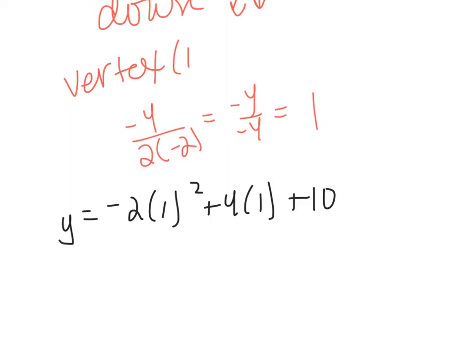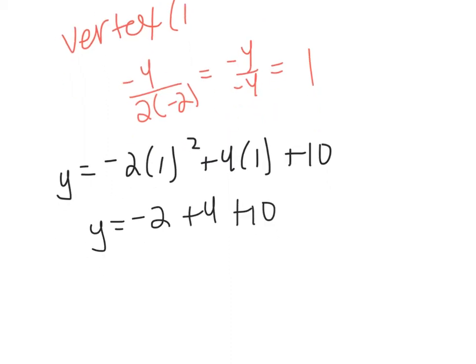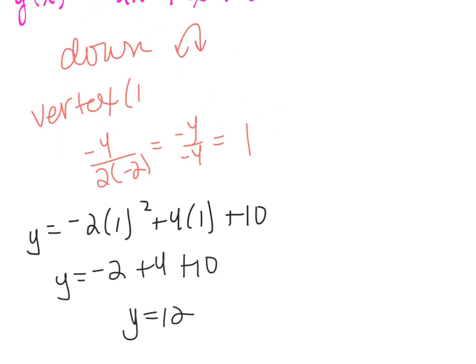What is 1 squared? 1 times -2 is -2. So I have -2 plus 4 plus 10. Work left to right. What's -2 plus 4? +2 plus 10. 12. So y equals 12. So my vertex is at (1, 12), okay?